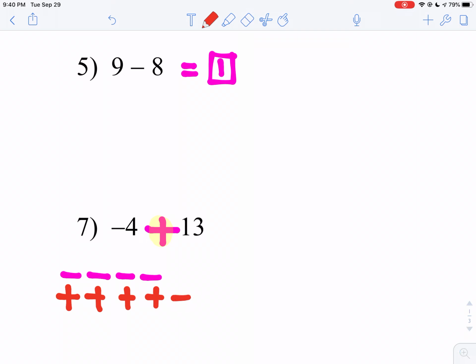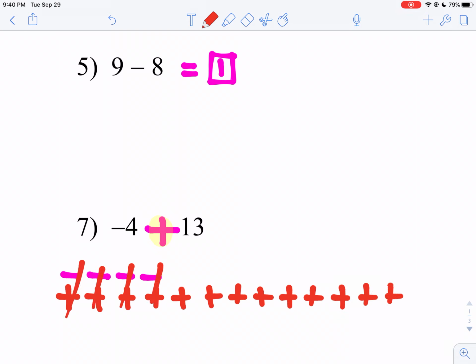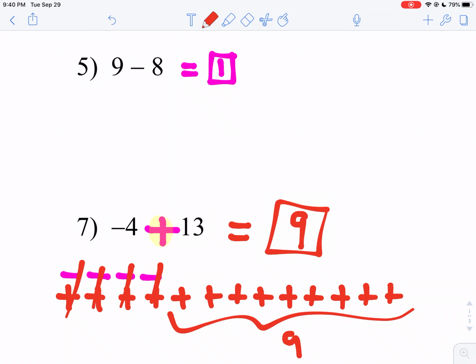So I have 4, 5, 6, 7, 8, 9, 10, 1, 2, 3. These all have partners. I can cross them out, and I am left with how many? 9, right? 1, 2, 3, 4, 5, 6, 7, 8, 9. So I'm left with 9 positive signs, so my answer is going to be positive 9. You don't have to put the positive sign, but you can if you want to.